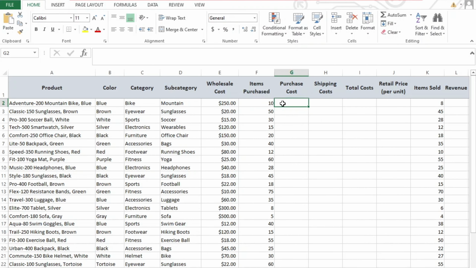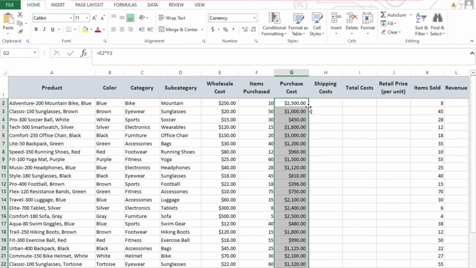In G, we will type the formula =E2*F2, where E2 refers to the wholesale cost and F2 points to items purchased for the first product. Upon hitting enter, we will unveil the product cost for our initial product. To autofill the entire column with this formula, double click on the bottom right corner of the cell G2.